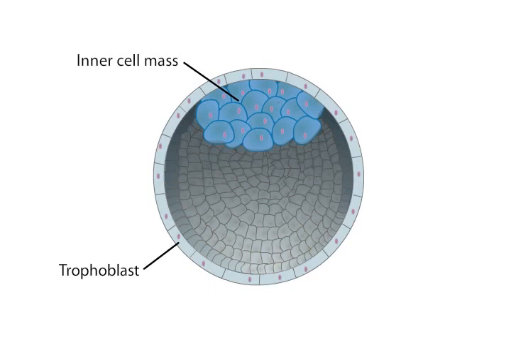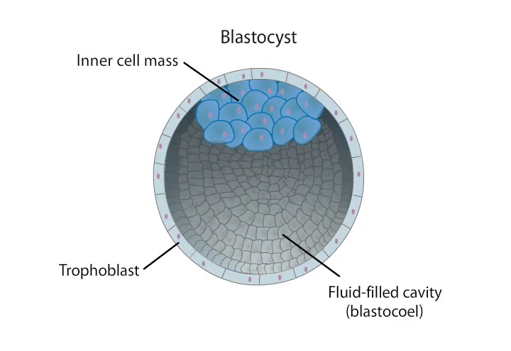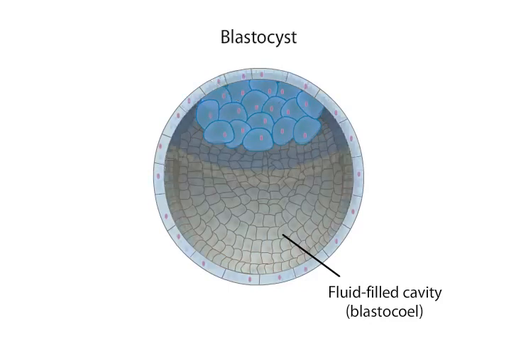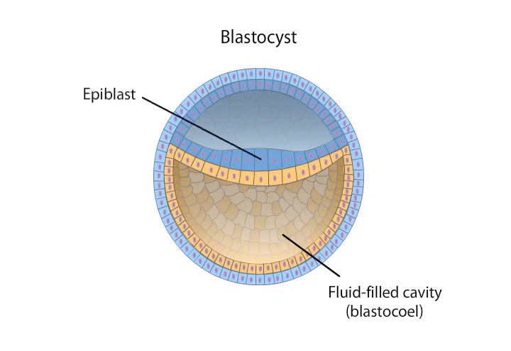Trophoblast cells secrete fluid, creating a cavity, the blastocele, with the inner cell mass at one end. At this stage, the mammalian embryo is called a blastocyst. The cells of the inner cell mass eventually form 2 layers, the epiblast and the hypoblast. The epiblast is thought to contain the cells that will generate the actual embryo.